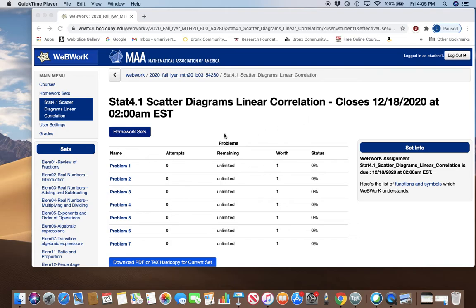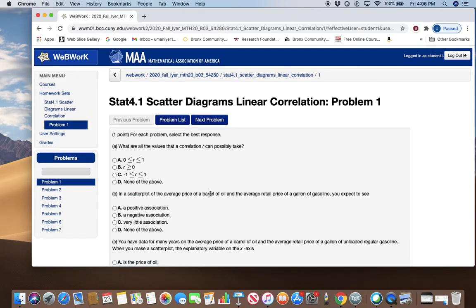Now we look at problems from Statistics 4.1 of WebWork. Problem 1. What are all the values that a correlation r can possibly take? Correlation can take any value between -1 and +1.